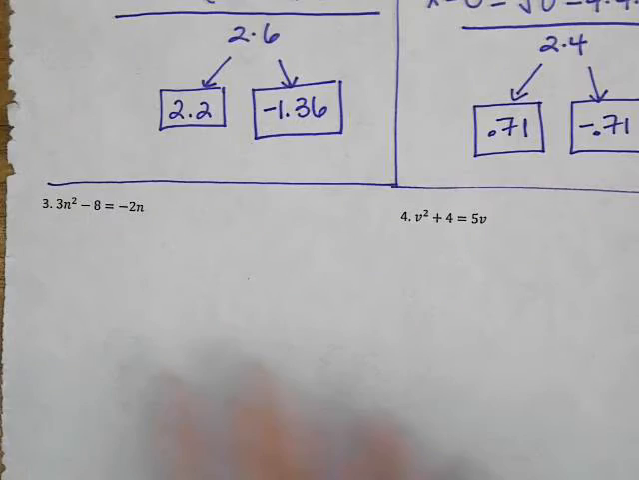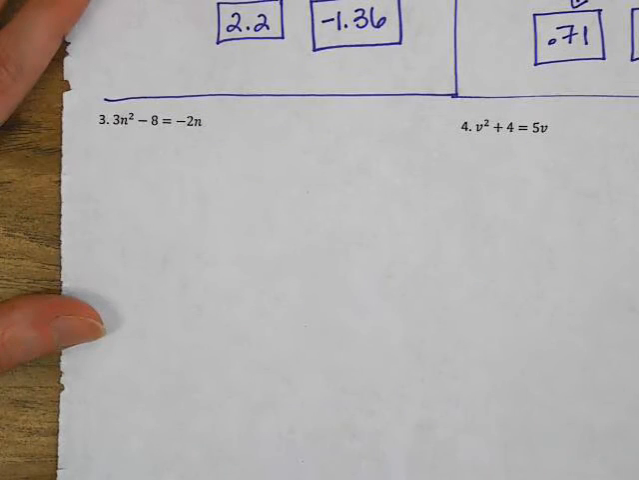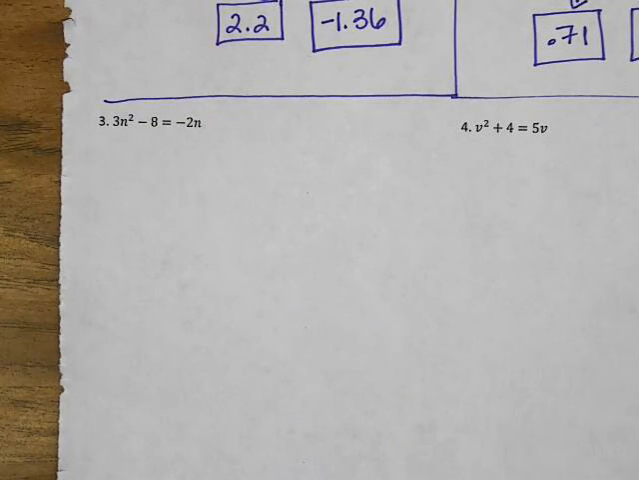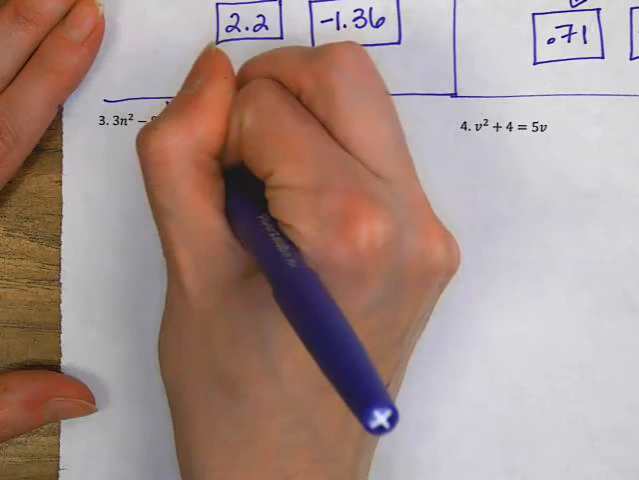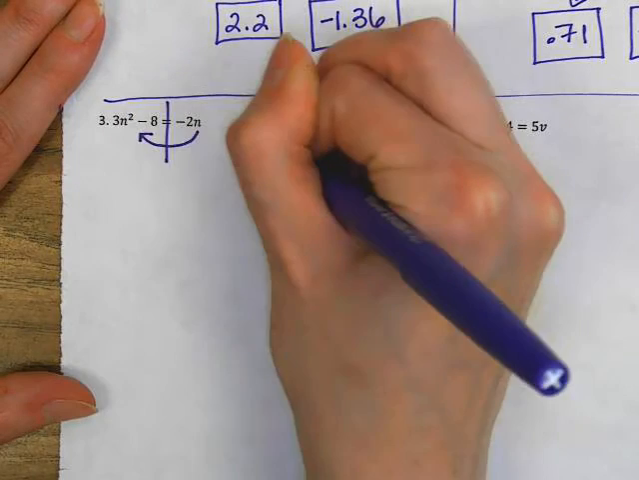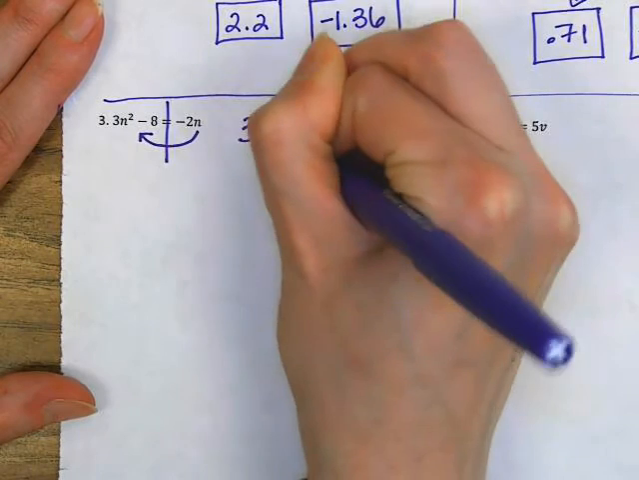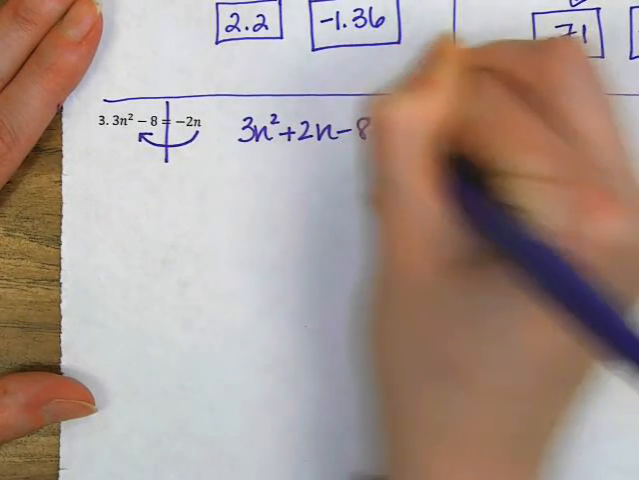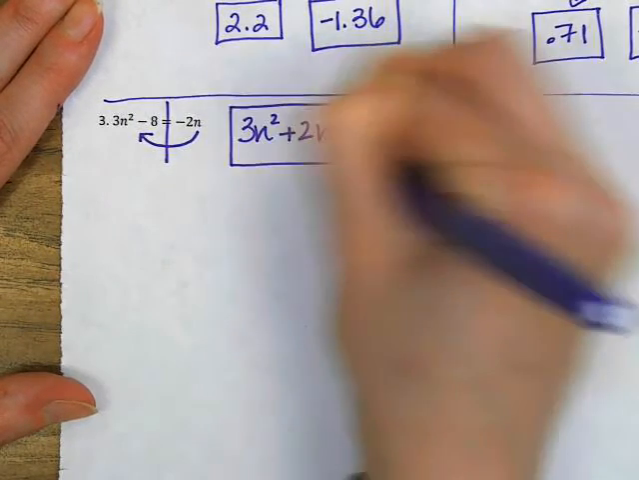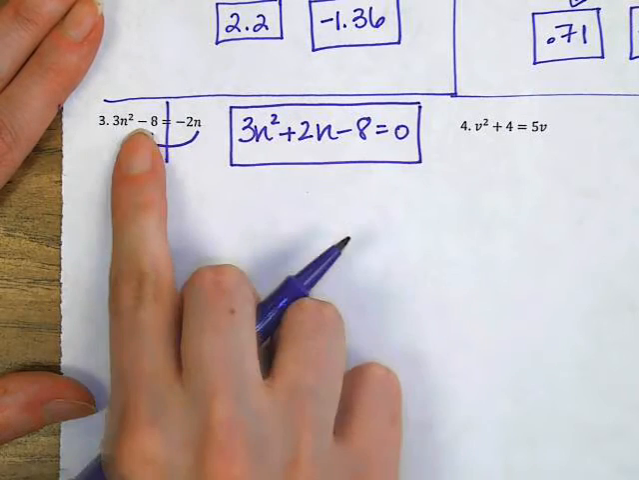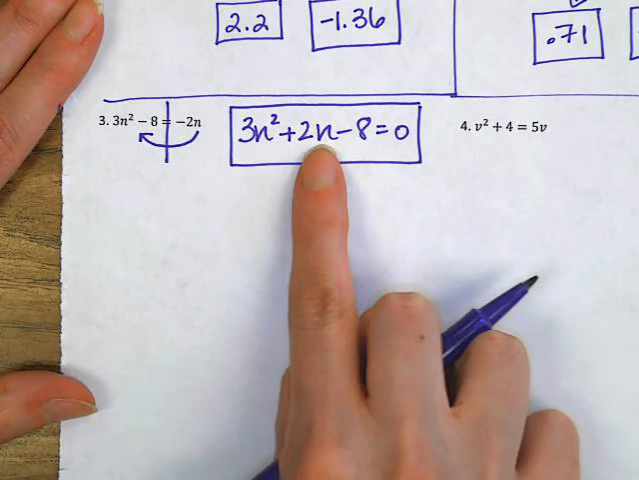All right, 3 and 4 I would try on your own and then just check with me. So I'll run through these kind of quick. We are going to start by adding the 2n over and then putting it in the right order. Okay, so here's the correct order. When you add the 2n over, it has to go in the middle. It goes n squared, then n, then constant.